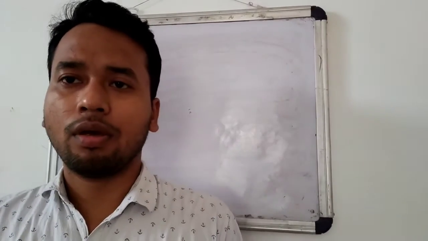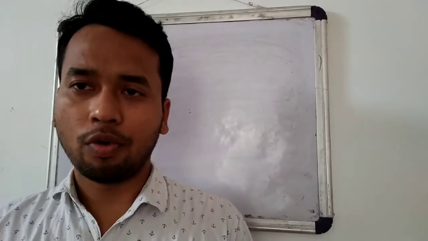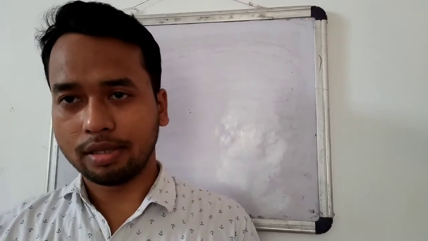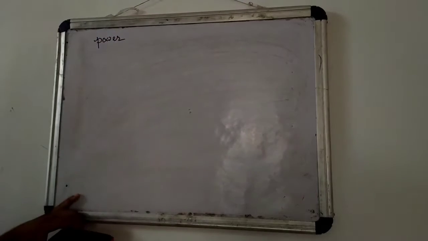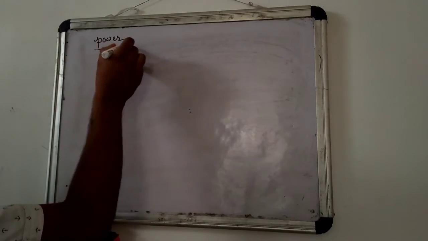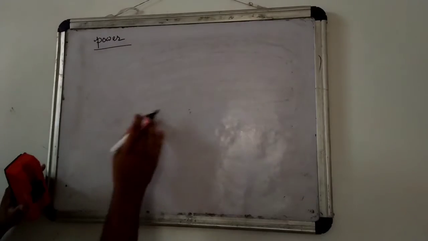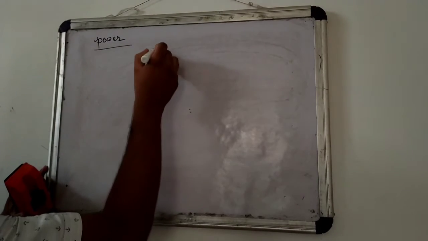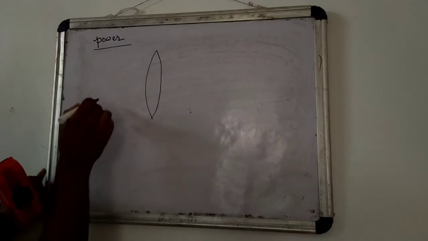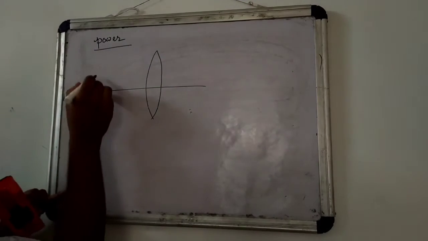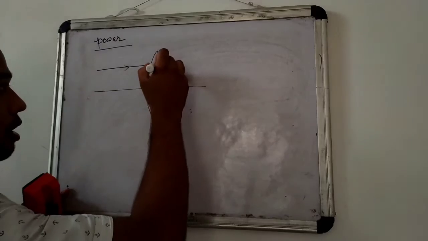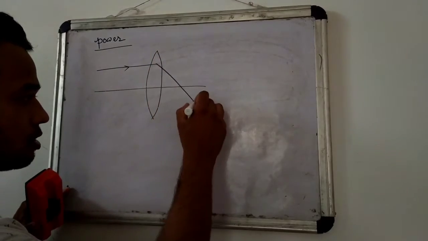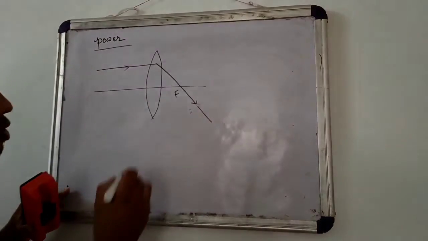Hi student, today in this video I am going to discuss the power of a lens. So, power of a lens. So what is power? Suppose we take a convex lens. Then if a parallel ray is incident on it, after refraction it converges and passes through the focus.